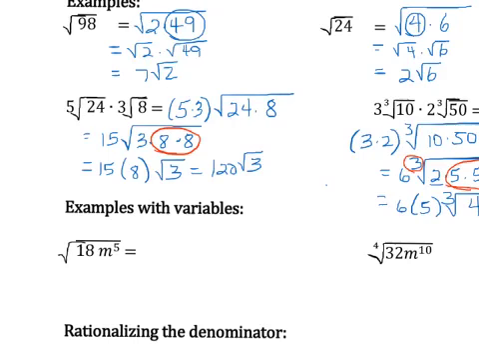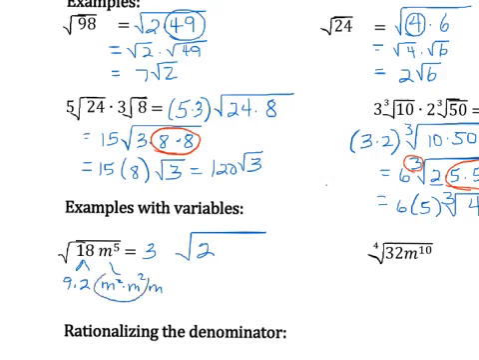The number is easy. We'll deal with that first. This is 9 times 2. It's the square root, so we're going to bring out a 3. And what's left is a 2. Now how to deal with the m's? It's got to come out in pairs. So m squared times m. Now that's one way to handle it.